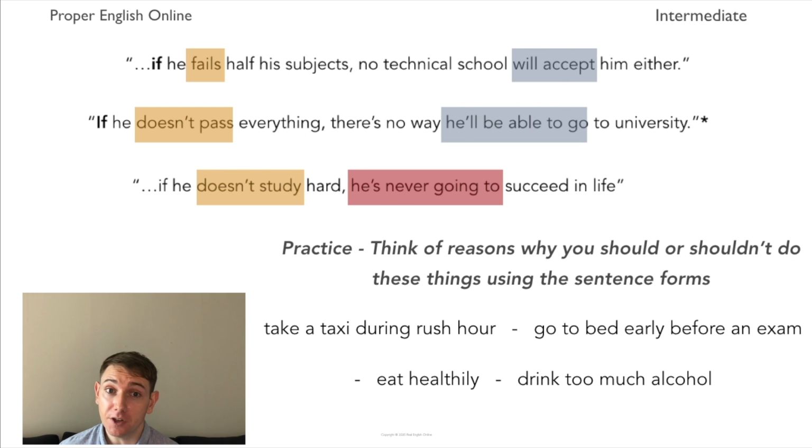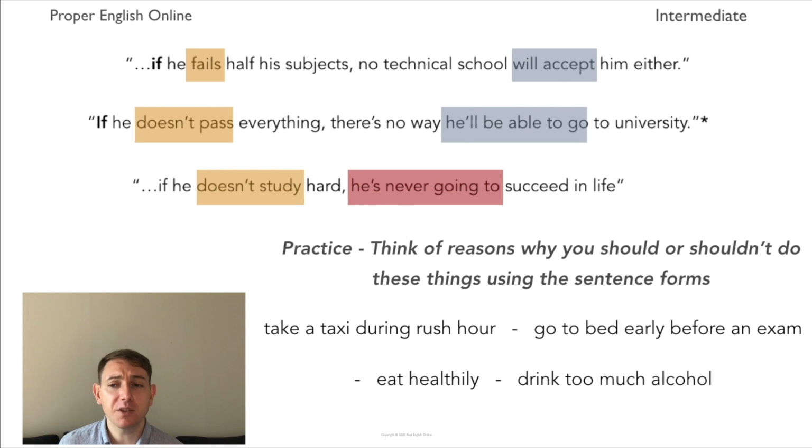Okay, right, so the first one, take a taxi during rush hour. Well, you shouldn't take a taxi during rush hour because you'll get stuck in traffic. Or we could say, you shouldn't take a taxi during rush hour because the traffic will be really bad. You see it again there, traffic will, traffical. Or maybe another one, there will be too much traffic. There'll be too much traffic.